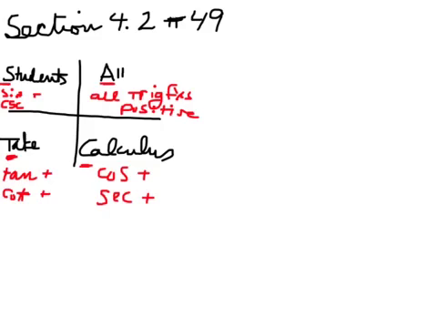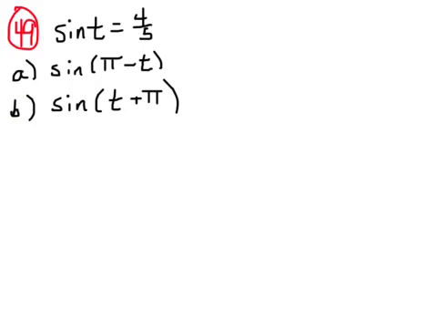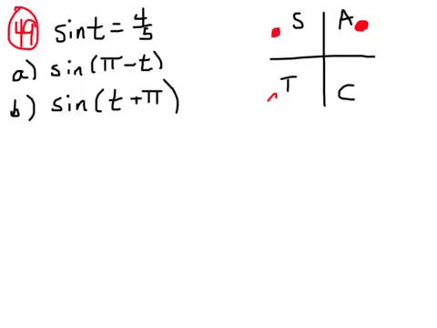That's going to help me a little bit with 49. 49 to me is the hardest problem in section 4.2 to do without knowing section 4.3. All right, so let's think about where we're at, and I'm going to use All Students Take Calculus. My sine function is 4/5. So I know that whatever angle t I'm talking about, it's either here or here. It could be in either one of those quadrants since it's positive.